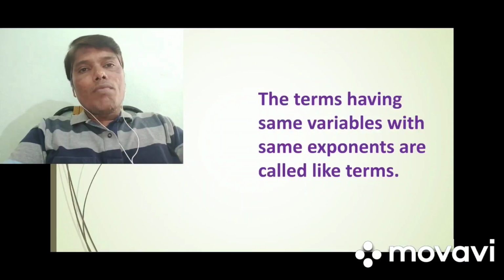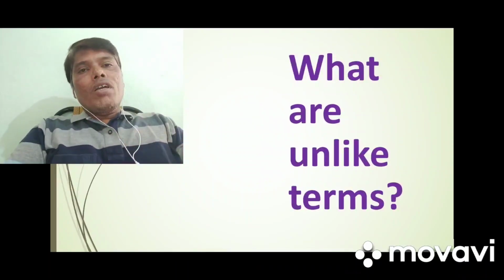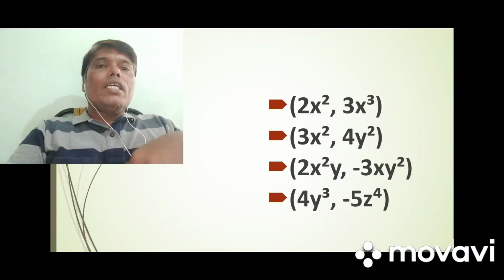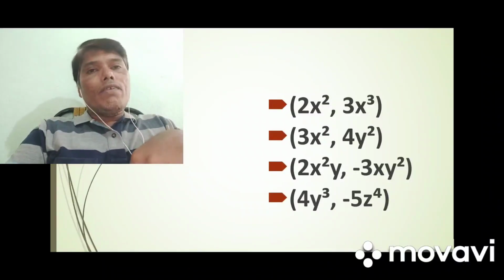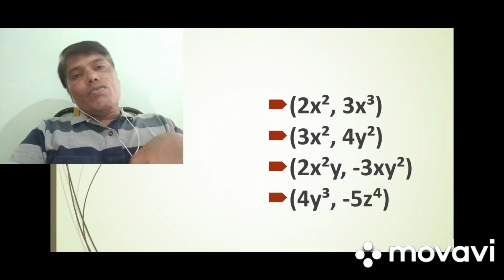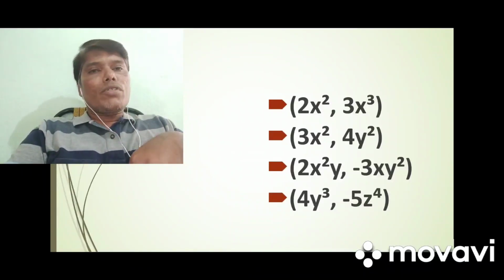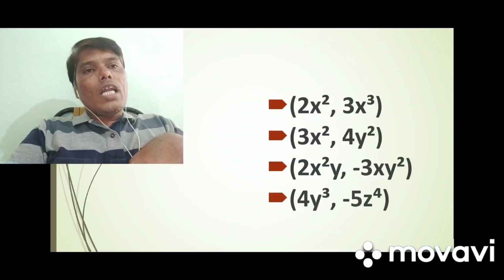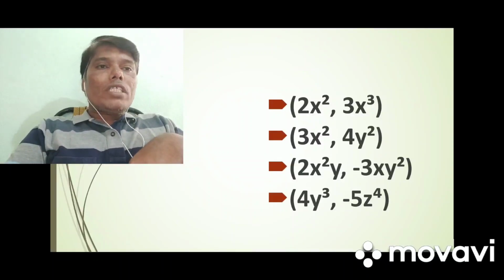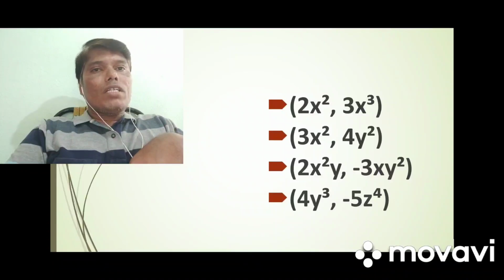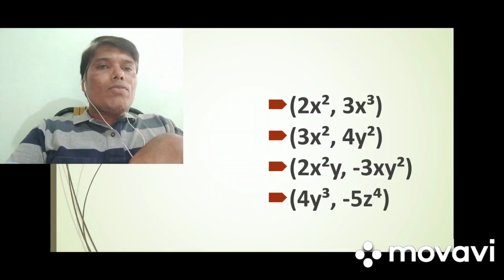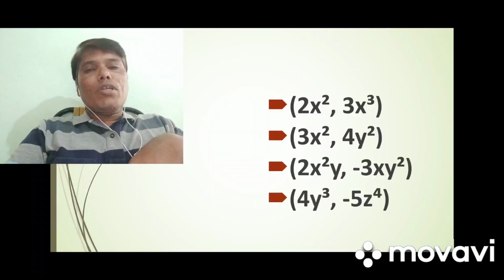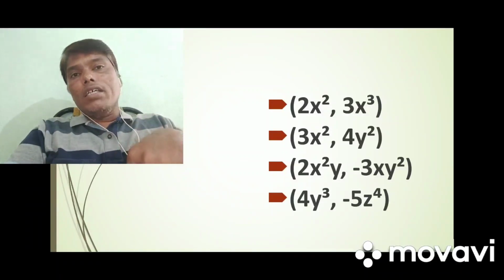Unlike terms means the variables may be different in these terms, or the exponents may be different in these terms, or both variables and exponents may be different in these terms. For example, the first example, 2x square and 3x cube. These are unlike terms because even though they have the same variable, their exponents are different. Let us observe the second example, 3x square, 4y square. These are unlike terms because even though they have the same exponents, the variables are different, x, y.